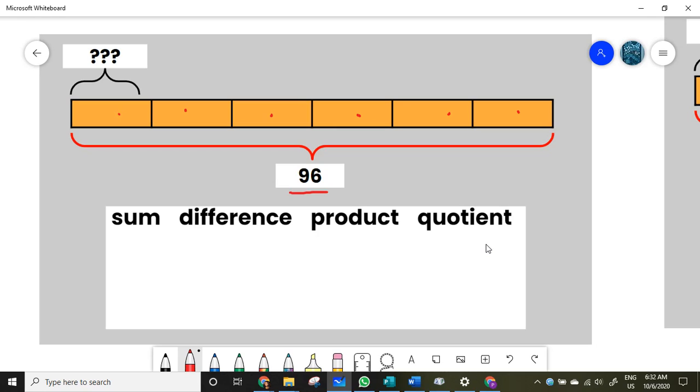So that means that to find the value of a single part, we're going to find our quotient, which means that we are going to divide. We will divide 96 divided by how many parts we have? 6. So our mystery value is 16.